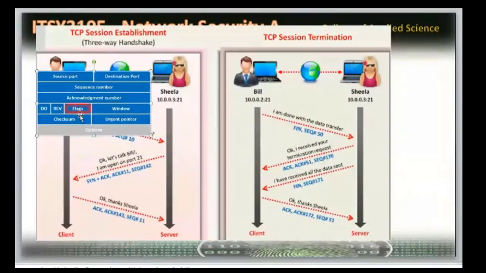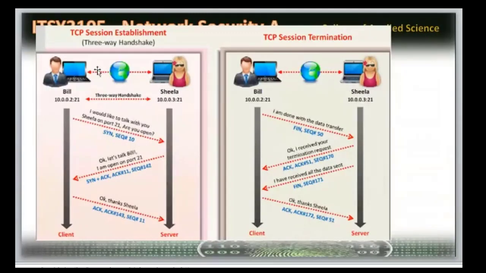Now the SYN packet is going to reach this machine. Now they are going to see what is the flag. The flag is SYN. Now immediately they are going to give me an acknowledgement for my SYN plus the SYN of this machine. You might have studied this in many courses. Three-way handshake: SYN, SYN plus acknowledgement, acknowledgement.